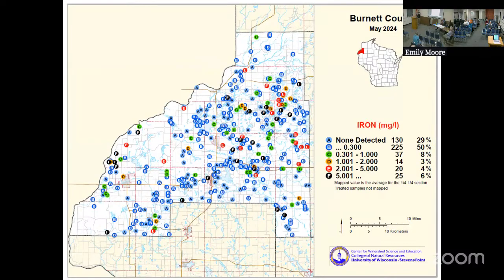And unlike some of the other ones, which have maybe some easier to describe patterns based on where you're at in Burnett County, iron is a little bit harder to describe.